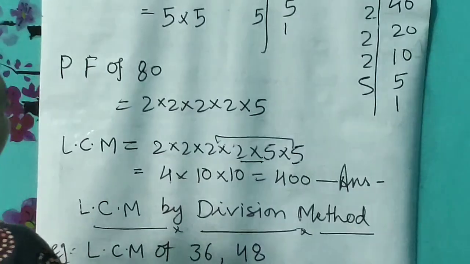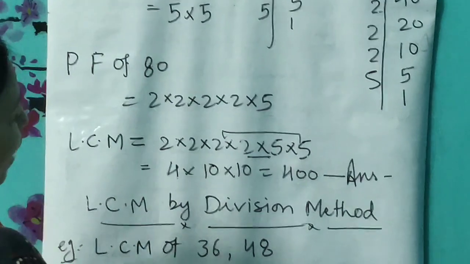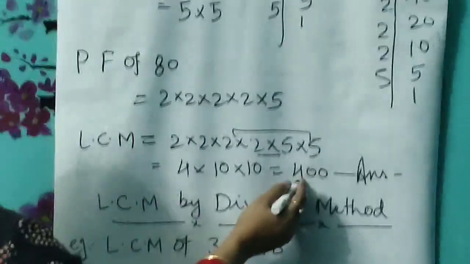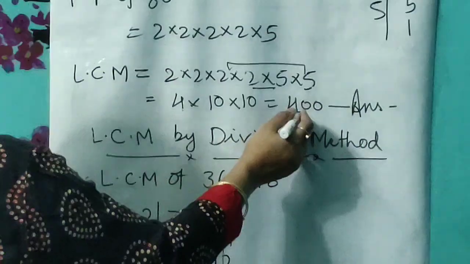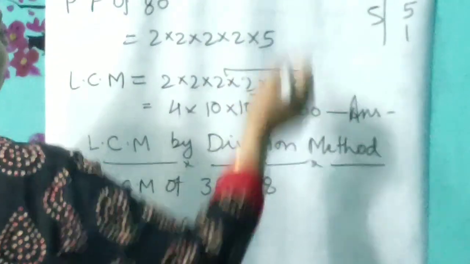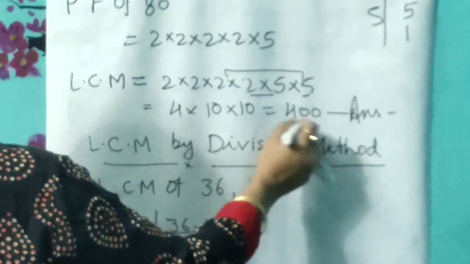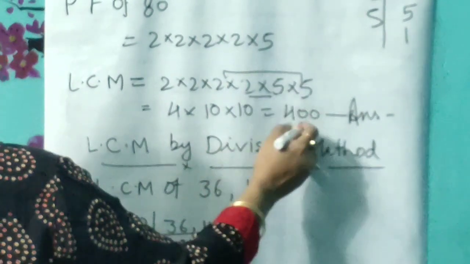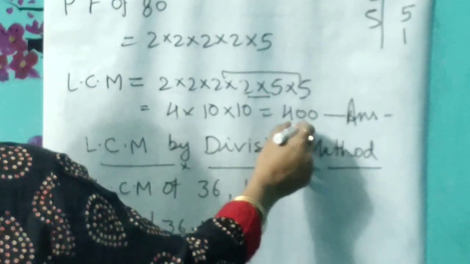So the LCM of these two numbers, 25 and 80, is 400, and you can see this 400 is divisible by 25 and also divisible by 80. It is divisible by both of the numbers, so this is known as the LCM.